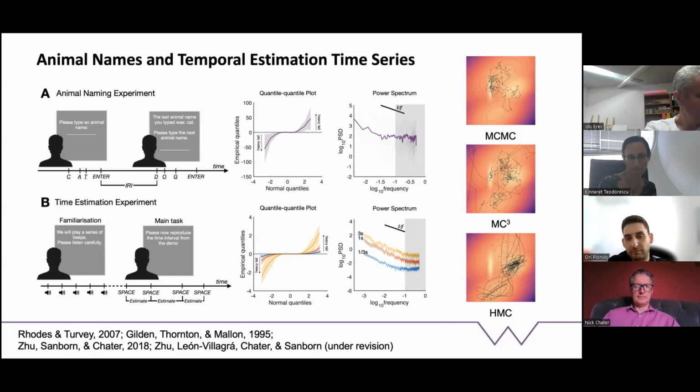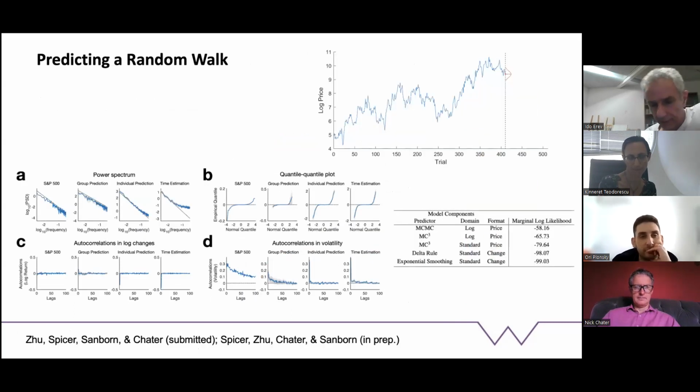So that's just a flavor of what we're doing, and we've applied it to things like numerical prediction, so people trying to predict time series of prices, like you might in a stock market, and we find things like MCMC and MC-cubed do a better job. This is work that Zoo collected all the empirical data on, and Jake did a lot of modeling on. And then we found that these different algorithms better explain the facts about people's time series than the different models that have been developed for this task, like delta rules or exponential smoothing.